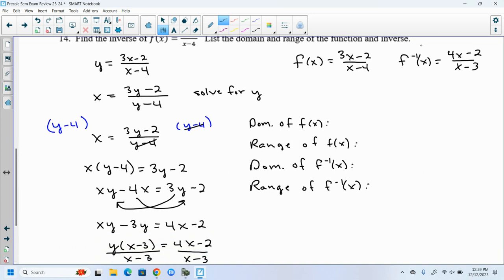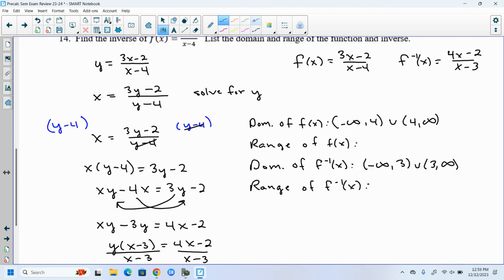All right, the domain of the function, basically you're looking at what will make the denominator 0. We don't have any square roots. We don't have any logs. So the only thing that'll be undefined is 4. So our domain is negative infinity to 4 union 4 to infinity. The domain of the inverse, what will make the inverse undefined will be 3. So I go down here and I make negative infinity to 3 union 3 to infinity.